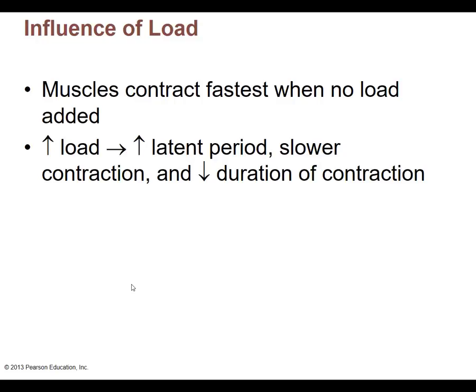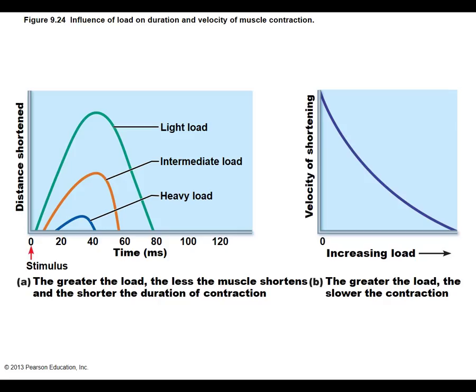This is just showing different sizes of load. With the lightest load, you're going to be able to contract for longer periods of time. With the heaviest loads, it's going to take longer to start contracting, and it's going to take a lot longer. This is looking at speed. The heavier it is, the slower it is to contract.